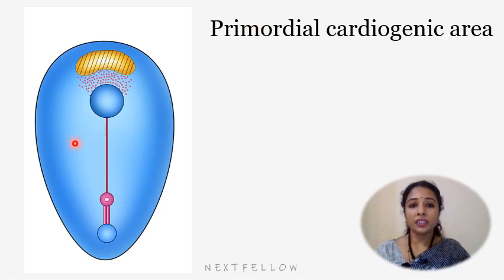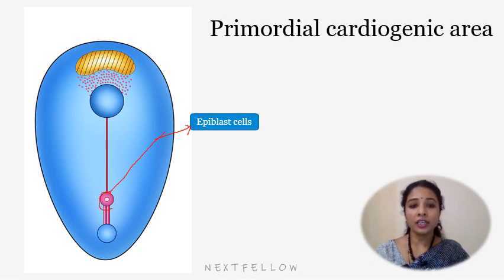So the progenitor heart cells lie initially in the epiblast cells. So the blue colored structure here are the epiblast cells, which are the progenitor cells of heart cardiogenic area. So these progenitor heart cells lie in the epiblast immediately cranial to the primitive streak. So the ones which are near to the primitive streak. So this is the cranial end of the primitive streak.